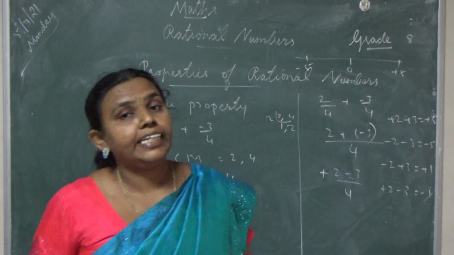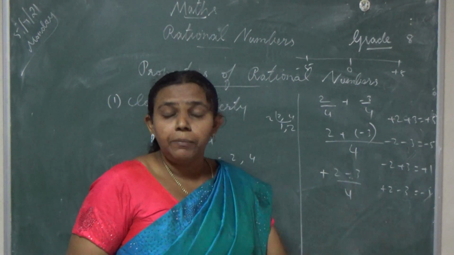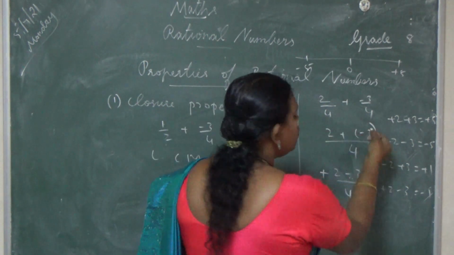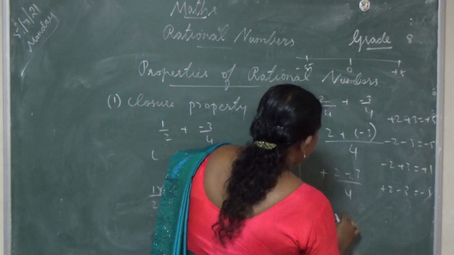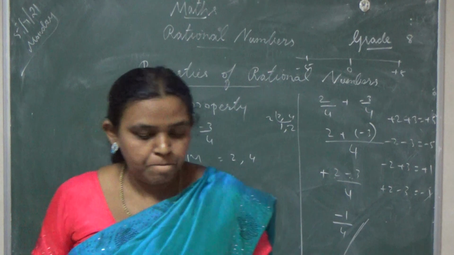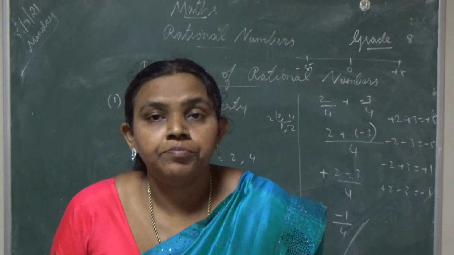If you have learned clearly, you will be able to do it. At each and every step we have to apply the rules. That is the problem. So here, what is plus 2 minus 3? Subtract, minus 1. Clear? You know?